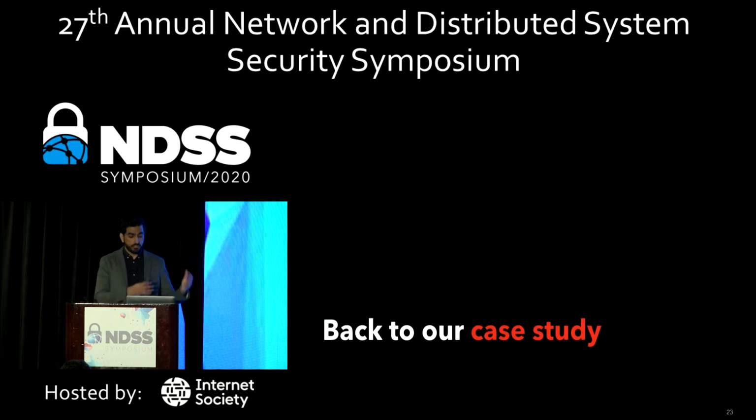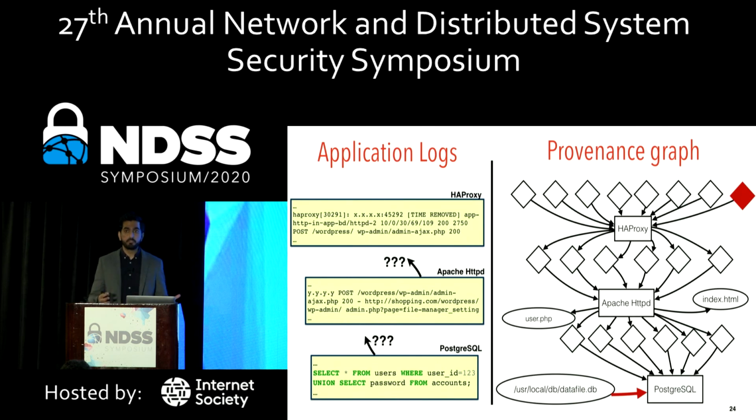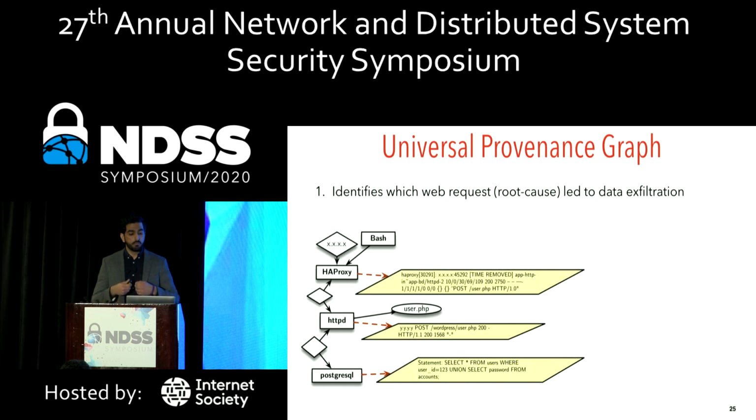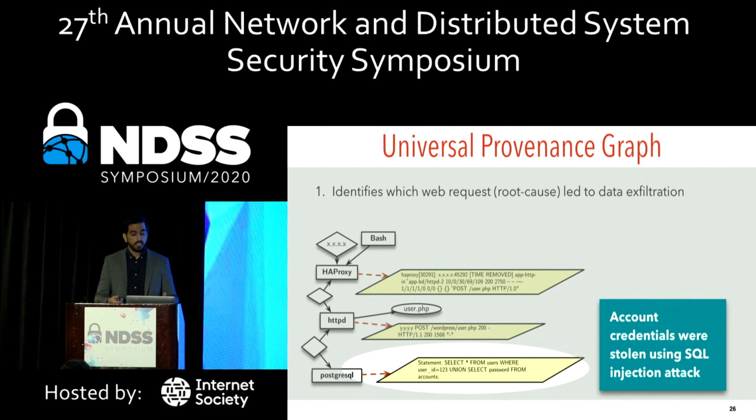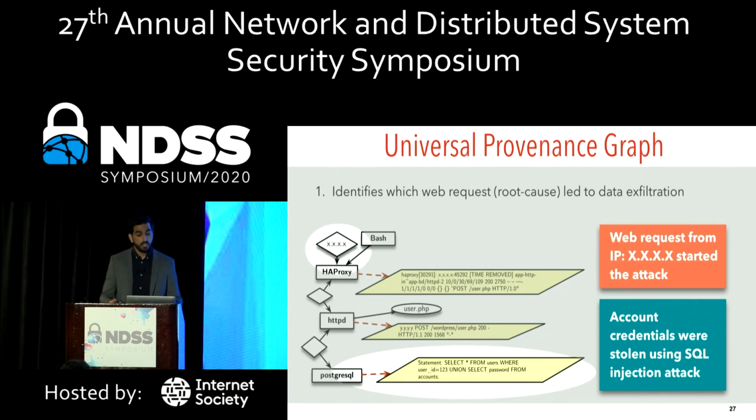Now, back to the case study that I mentioned in this presentation. We recall that we have two logs: the application logs, and the system log, which we parse into the provenance graph. Now we use ωLOG on this to solve the challenges of the provenance graph, and it will generate a universal provenance graph. From this graph, we can see which SQL query actually led to the SQL injection attack. Moreover, we can see the one request that led to this attack.